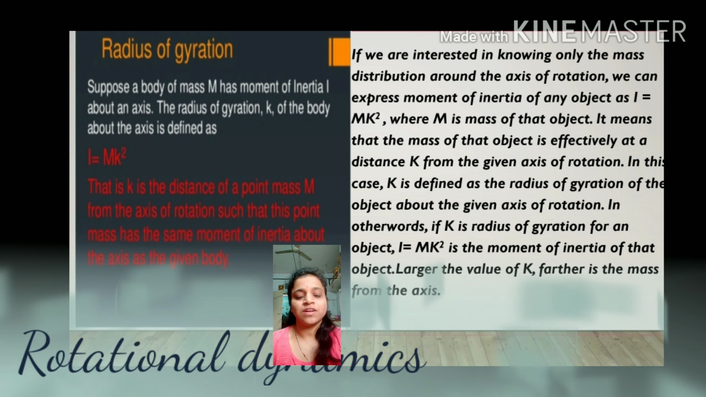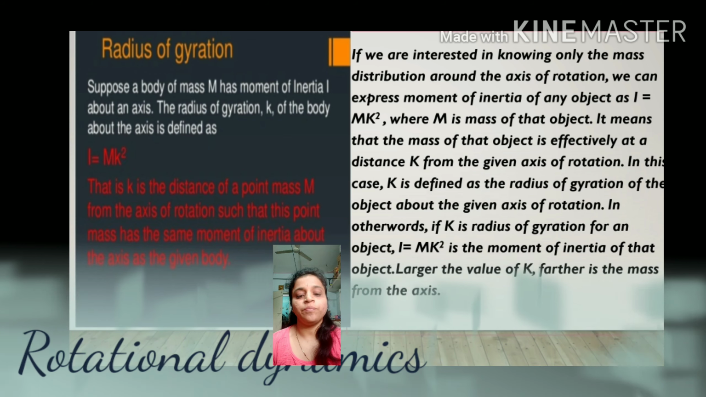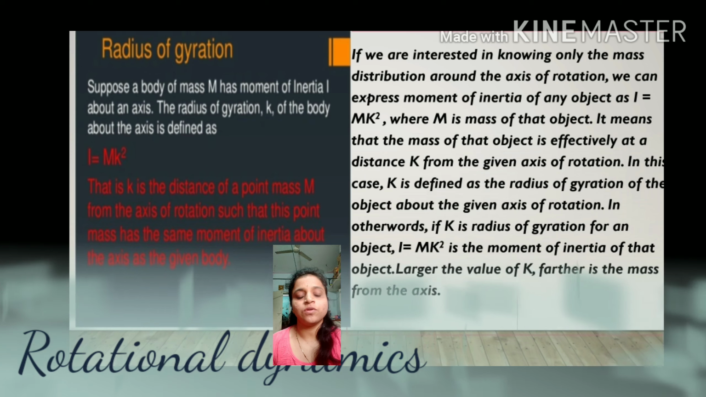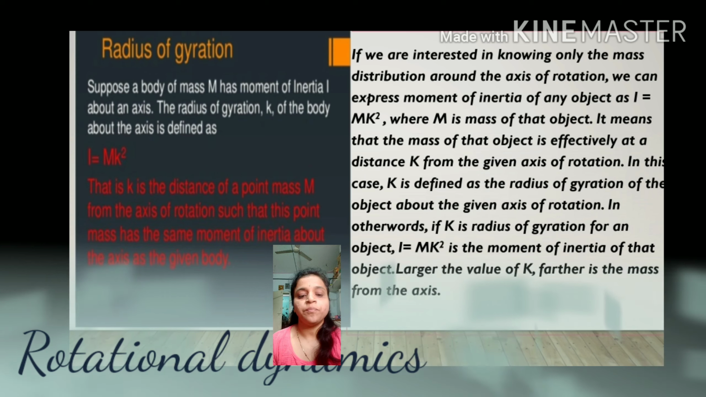Today we are going to study the radius of gyration from rotational motion. So see what is meant by radius of gyration. Radius of gyration is nothing but the distance of the point mass from the axis of rotation. So what is meant by point mass? It is the mass of the whole body which is concentrated on a particular point inside the body or outside the body.